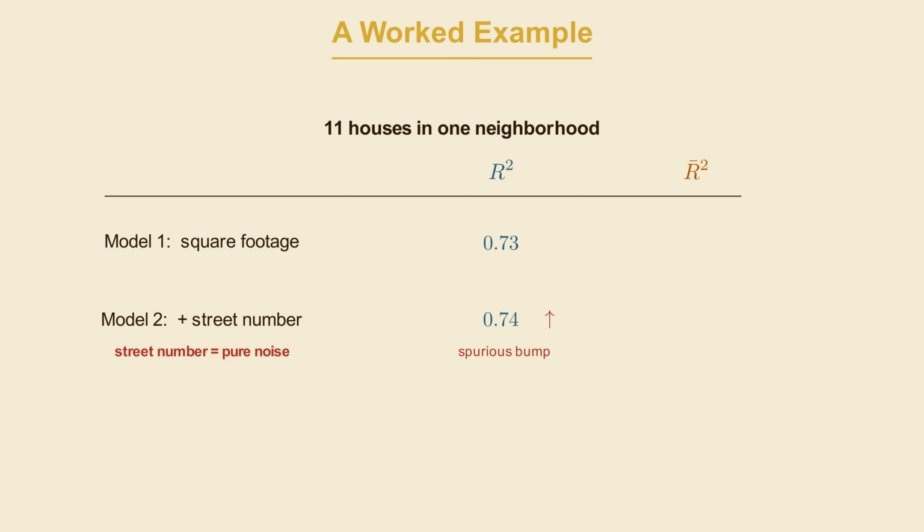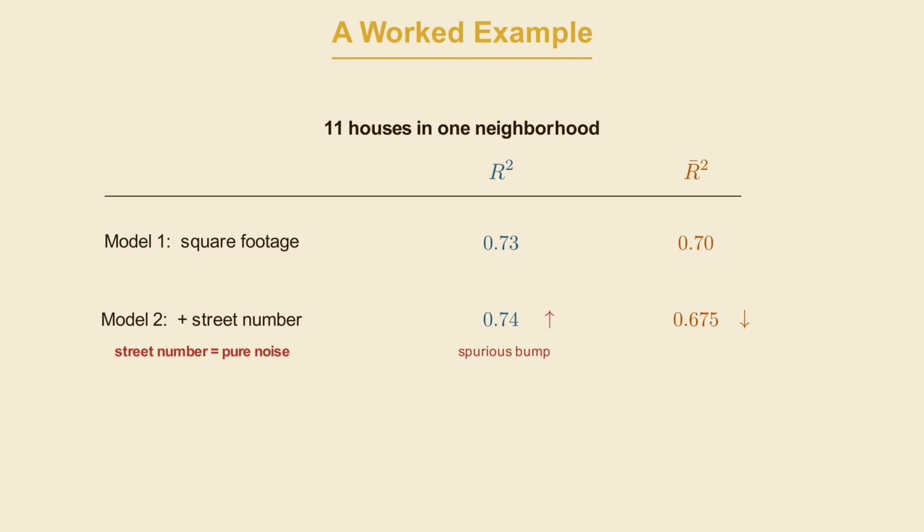Now let's take a look at the adjusted R-squared instead. For the first model, with one predictor in 11 houses, the penalty for degrees of freedom is pretty small. Adjusted R-squared comes out to 0.70. For the second model, we've spent an extra degree of freedom on a variable that did basically nothing, so the penalty is a little bit bigger. The adjusted R-squared ends up at 0.675, which is lower than the first model.